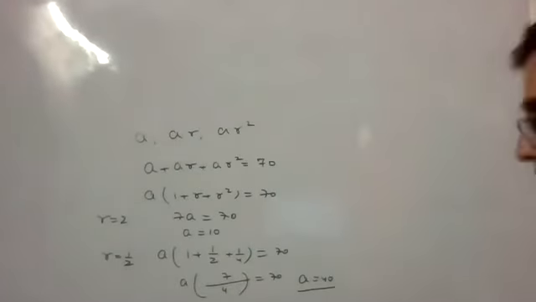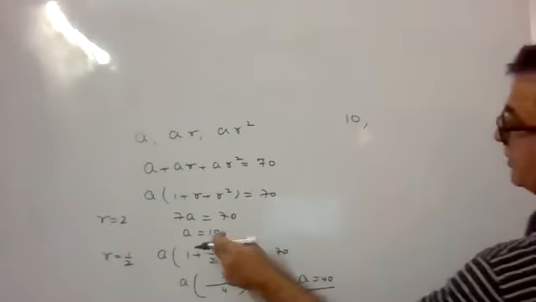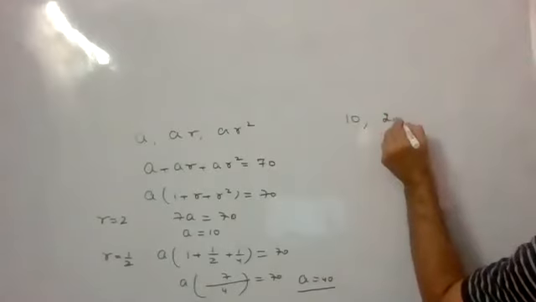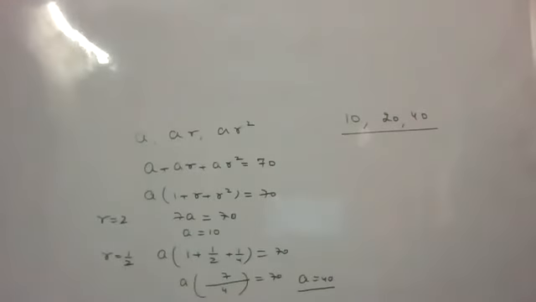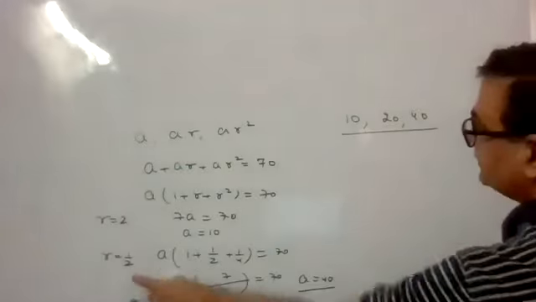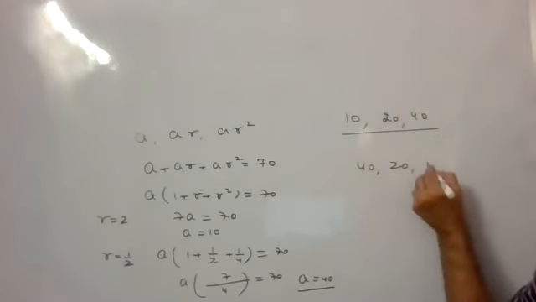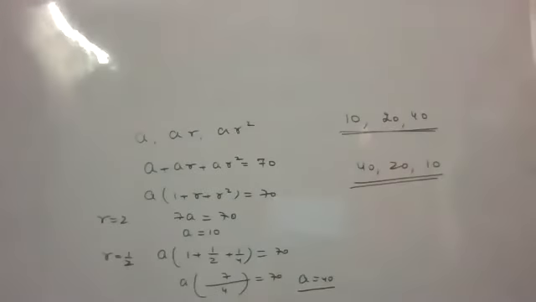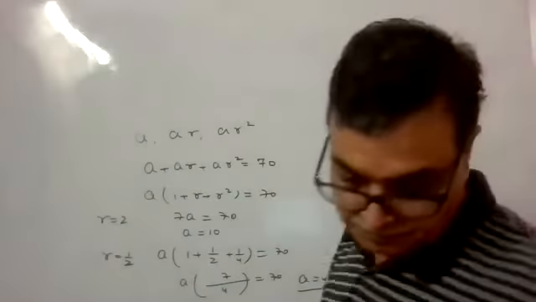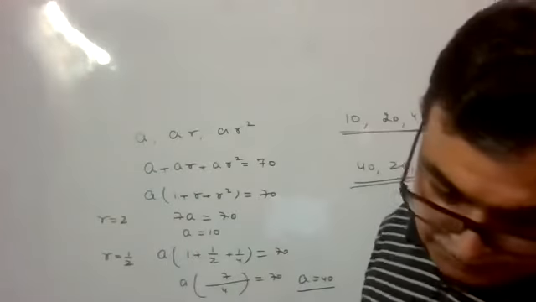So now we have the three terms. First, I'll go for this: first number is 10, then 20, and then 40. Second one, when you take 40, half of that will be 20, and then 10. So these are the three numbers. Next question please.